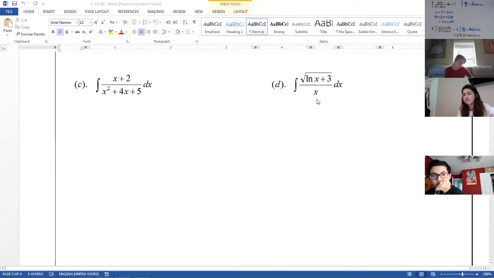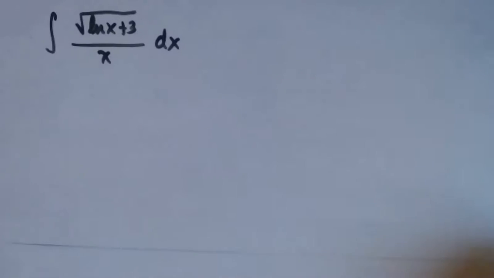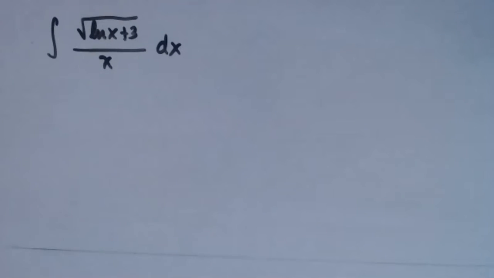Now we're going to solve this problem. This problem is also a fraction. It pretty much looks weird, okay? Let's see. Integral of square root of ln x plus 3 over x dx. You see here the expression we have to solve. What is the antiderivative of this thing?